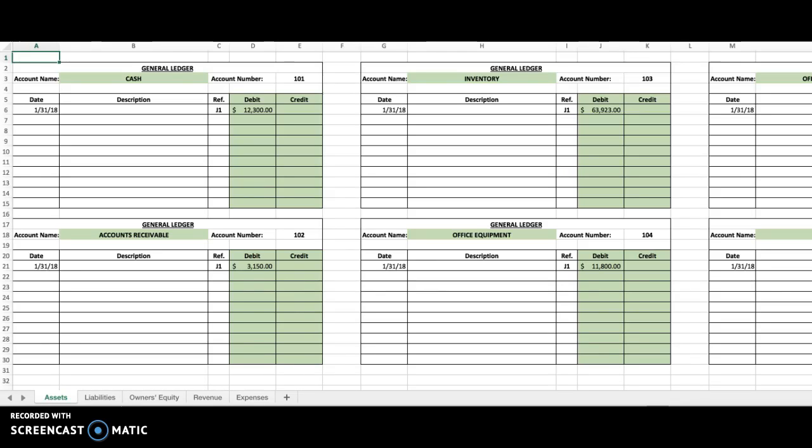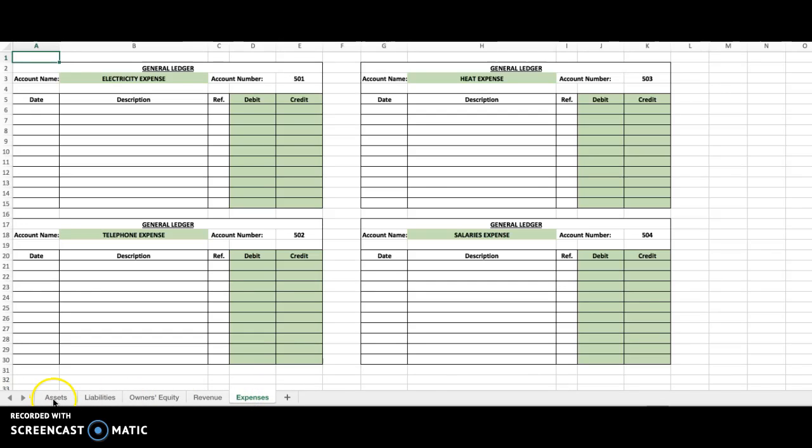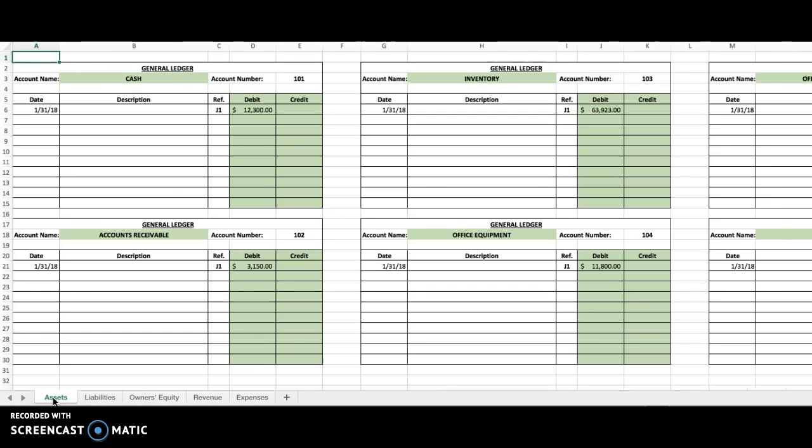Before we begin, I want to call your attention to the tabs at the bottom of the page. If you look down here, I have this tab clicked on so you can see the asset accounts for this particular business. The next tab is for liabilities, and if I click that, you'll see the liability accounts, and then you have the owner's equity, the revenue, and the expenses. So all of these are similar to what we looked at yesterday.